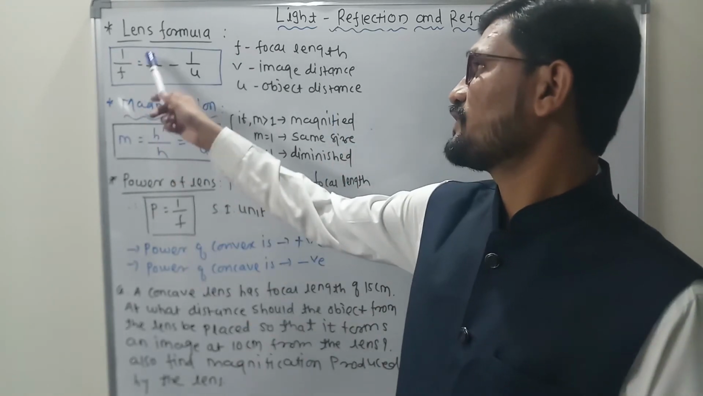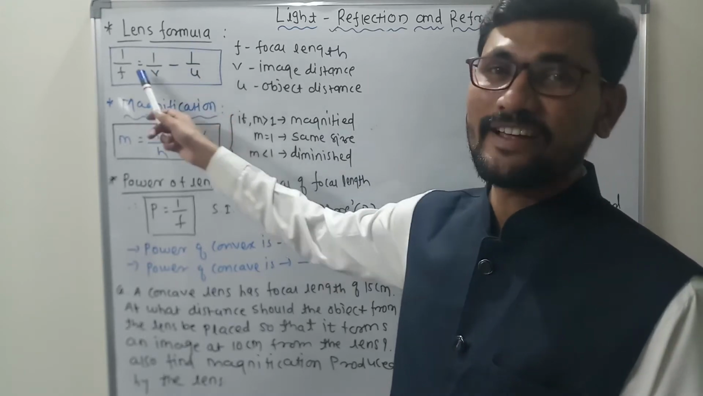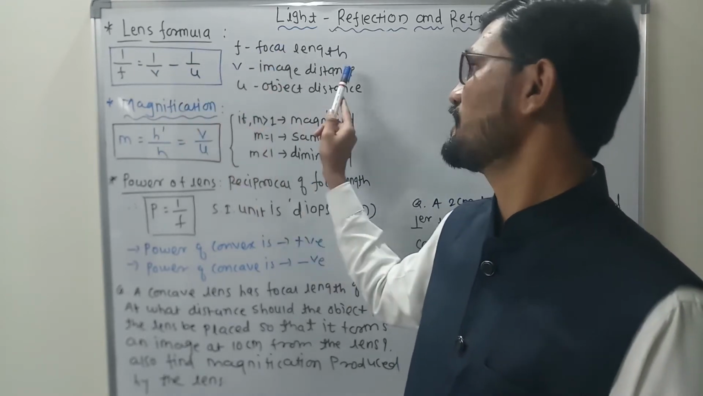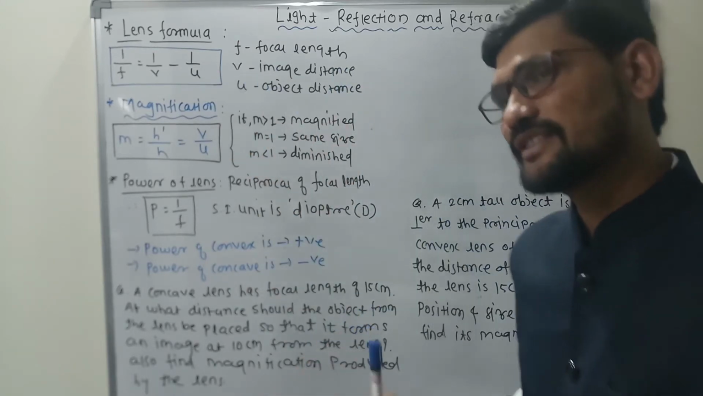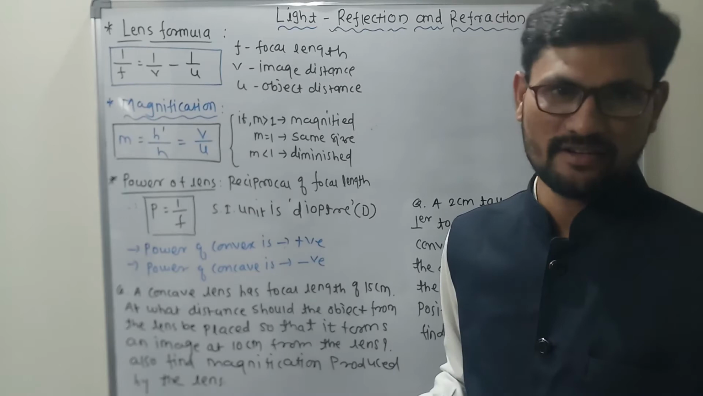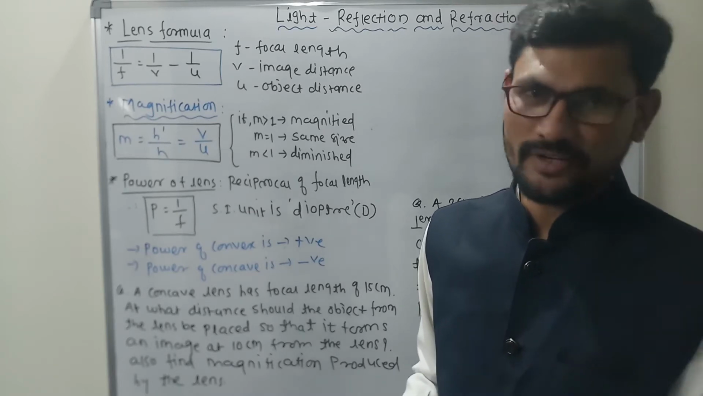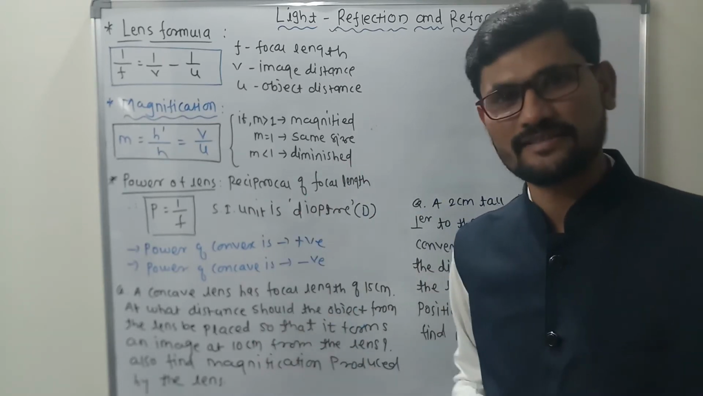1 by f is equal to 1 by v minus 1 by u, where f is the focal length, v is the image distance from the lens, u is the object distance from the lens. Sign convention is as it is, as we have seen earlier. Clear? You just go and watch that video, automatically you will get what exactly the sign convention is.